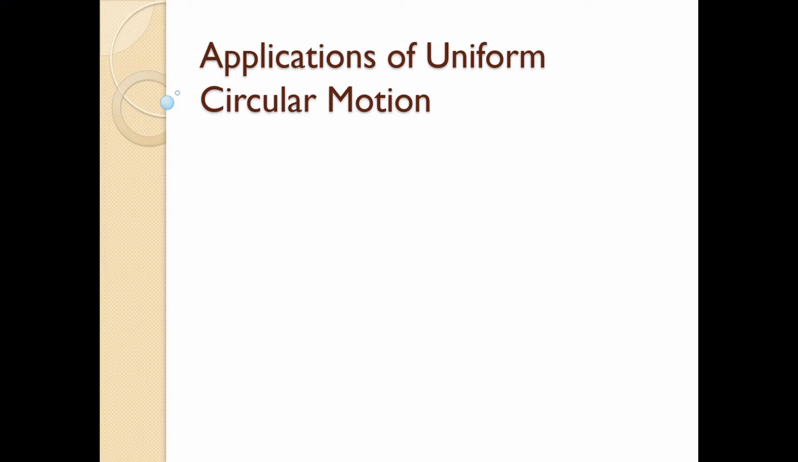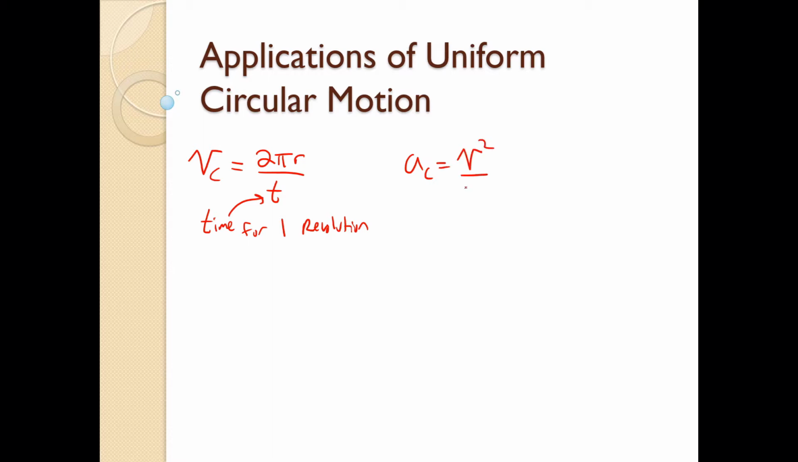This is Mr. Arosena, and on today's lesson, we're going to be talking about applications of uniform circular motion. When last we left off, we had discussed the basics of circular motion, so we introduced some of the formulas. So, for example, centripetal speed is calculated as 2 pi r over t, where t is the time for one revolution. Right. And then from there we got centripetal acceleration as v squared over r.